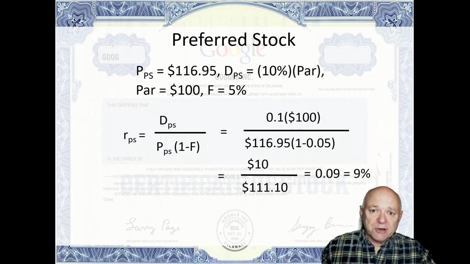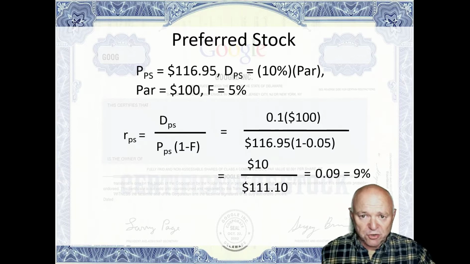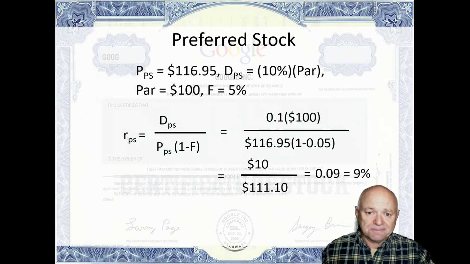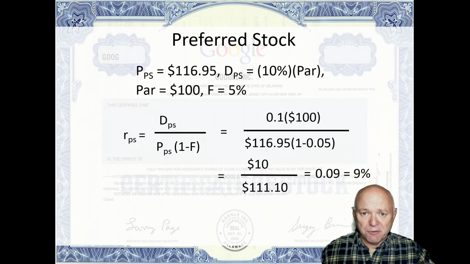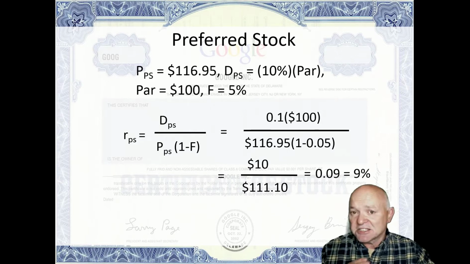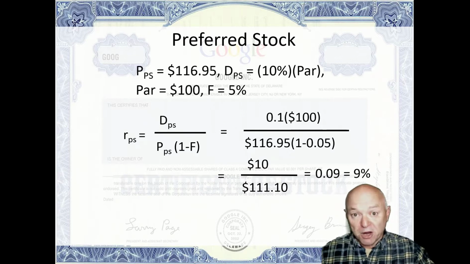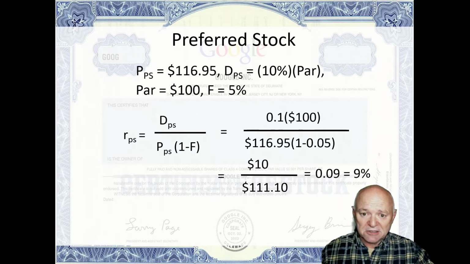More likely they're issued by growing firms, and usually they're sold to a small group of investors, like a group of insurance companies or investment banks. In this case, our calculation depends on a certain bit of information, the price at which the preferred share is currently selling. In this case, it's $116.95. The preferred stock dividend is posted at 10%. And that's 10% of the par value, not 10% of the price. The par value in this case is $100.